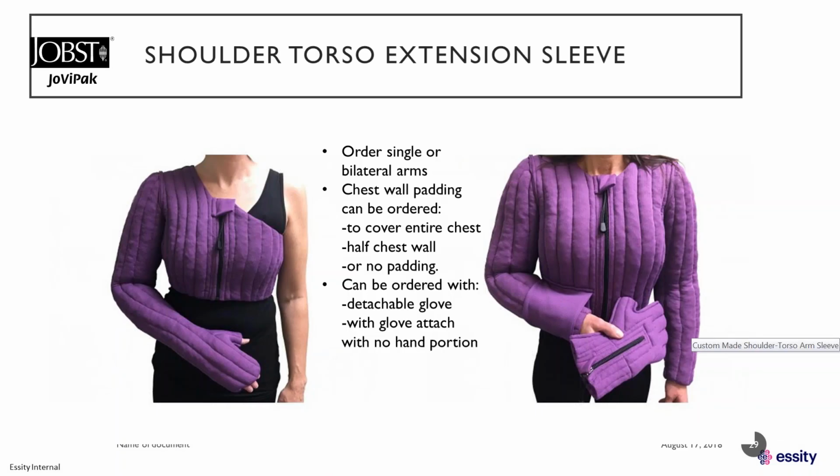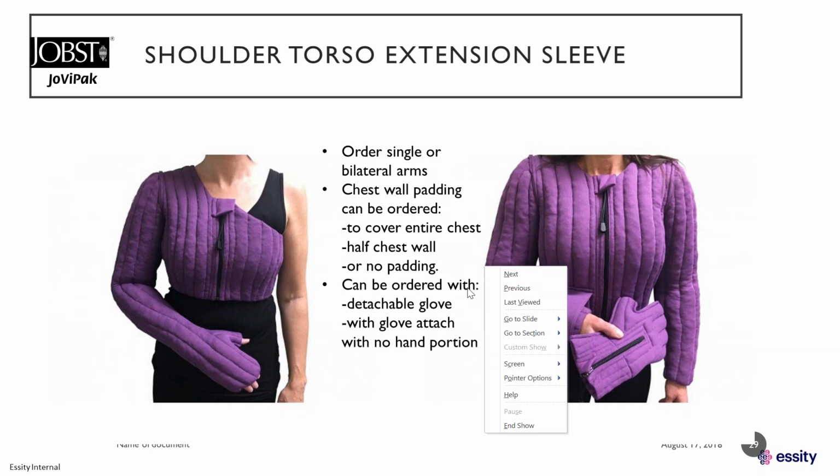All right, now we can go on to the shoulder torso extension sleeve. And again, this is a sleeve that has many faces. It can be ordered as a single arm or a bilateral arm. The chest wall padding can be ordered to cover the entire chest, half the chest wall, or with no padding at all. It can be ordered with a detachable glove, with a glove attached, or with no hand portion, and certainly can be made as a gauntlet or as a glove.